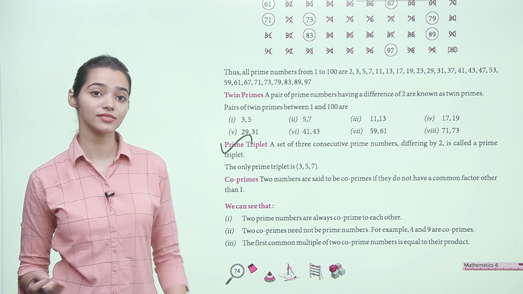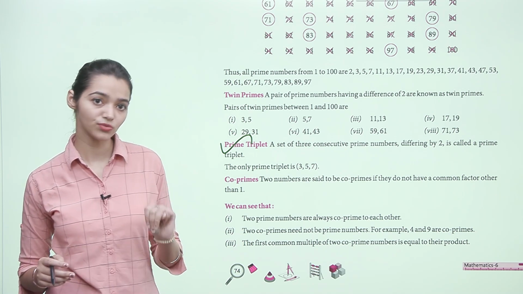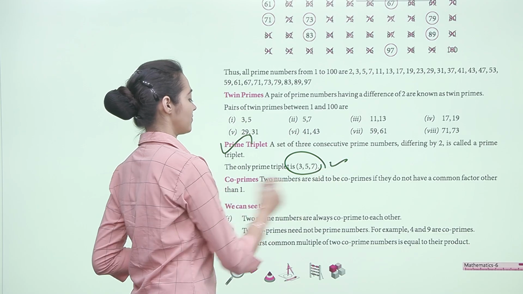Next is our prime triplet. A set of 3 consecutive prime numbers that differ by 2 is a prime triplet, and the only prime triplet is 3, 5, 7.